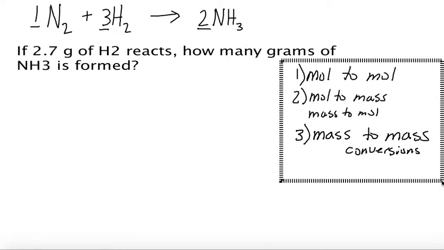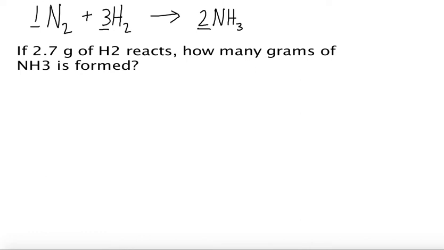Let me get rid of this. Okay, so again, just like in all these problems, the first thing that we're going to do is write out the thing that we are starting with, or the thing that the problem is giving us. The problem is telling us that we have 2.7 grams of H2, so that's the first thing that I'm going to write down, 2.7 grams of H2. And I want to figure out how many grams of NH3 I have if I've got 2.7 grams of H2.